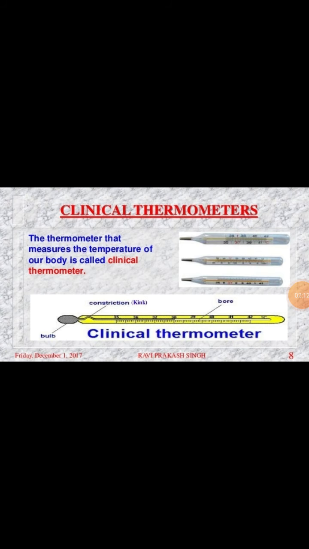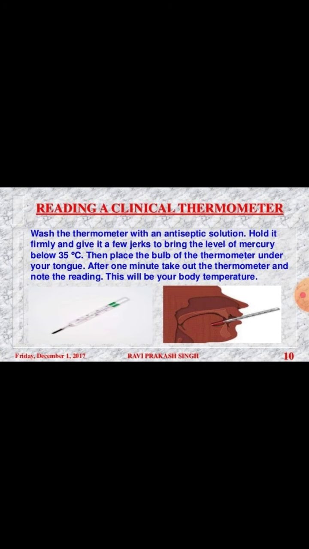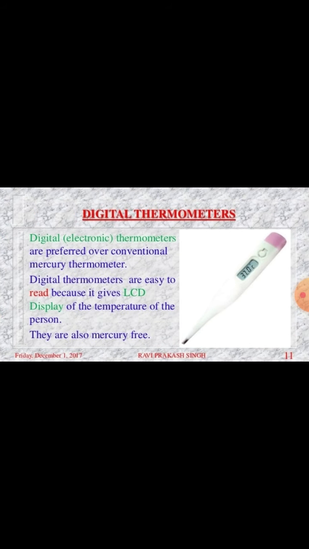So the clinical thermometer, this is its structure and construction, and you have already studied those things in the Zoom class. So how do you read it? In a clinical thermometer, wash the thermometer with an antiseptic solution, hold it firmly, and give it a few jerks to bring the level of mercury below 35 degrees Celsius. So this is the process. And this is the digital thermometer, and you already know how it is read.